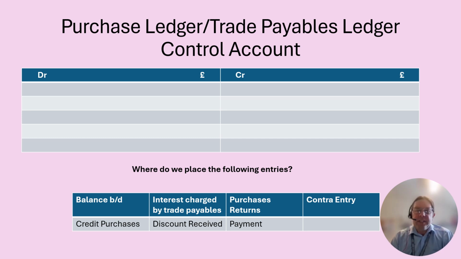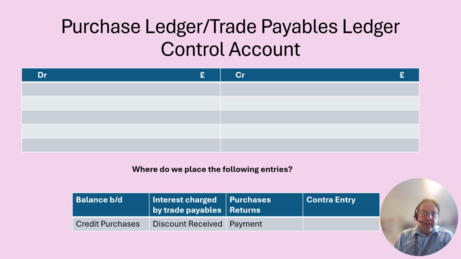Okay, it's a quick video on the purchase ledger control account, sometimes known as the trade payables ledger control account as well. The purchase ledger control account is there to work out the trade payables figure that is in the statement of financial position. The key thing we know about a trade payable is it is a liability. It goes in the current liabilities of the statement of financial position. So we know therefore it increases on the credit side.